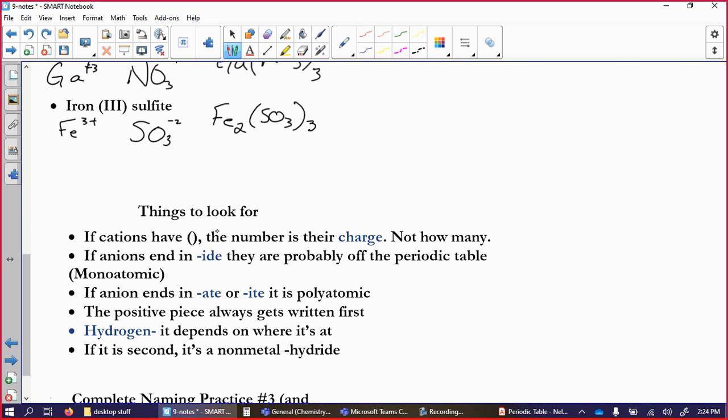things to look for to help you. If there's a bracket in the name, that's a charge, so you don't have to use a periodic table. If it ends in IDE, for the most part, it's coming off of the periodic table. There are 2 exceptions that you'll probably see. Cyanide.